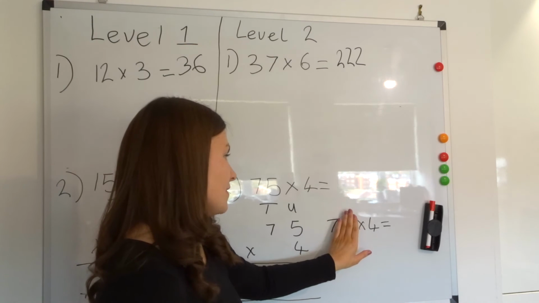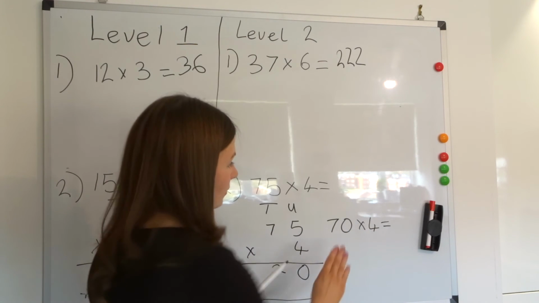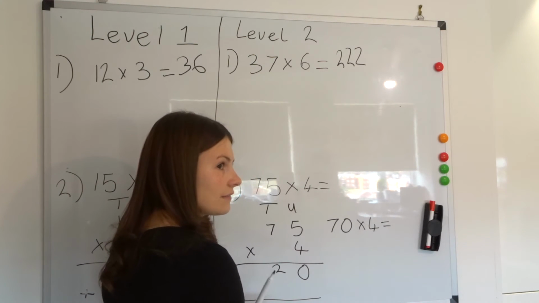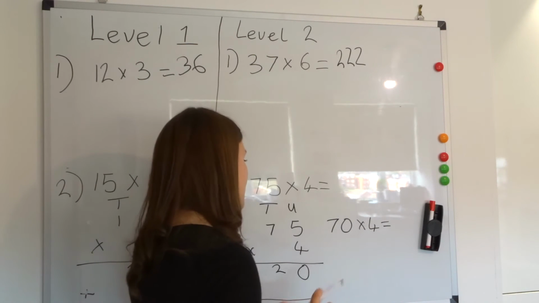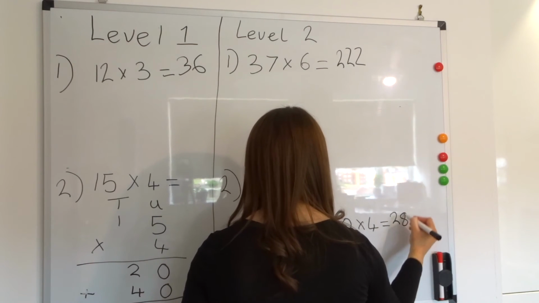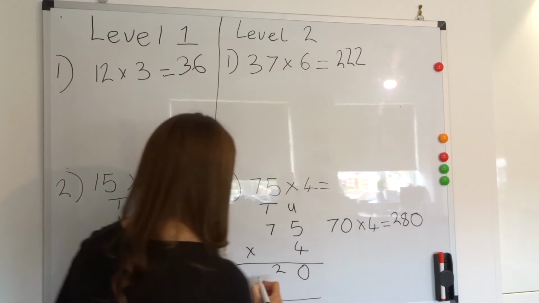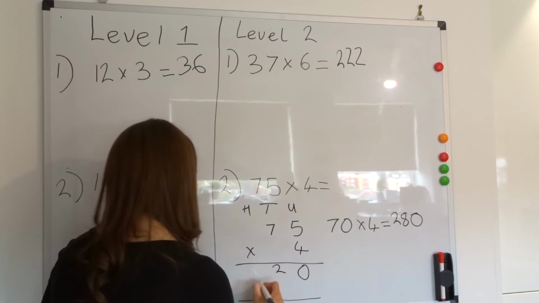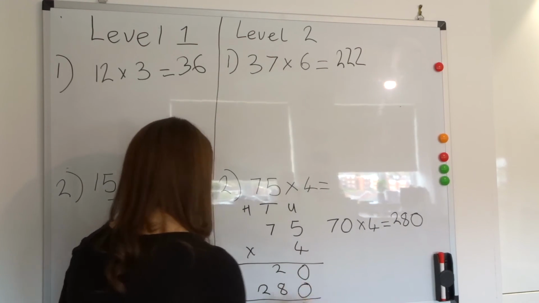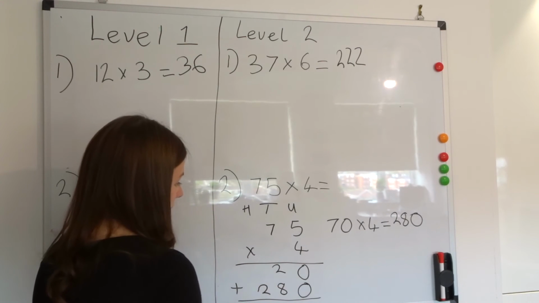So if we make 70 10 times smaller, and if we do 7 times 4, 7 times 4, what's 7 times 4? Good, 28. And then we need to make 28 10 times bigger, 280. Well done, add your hundreds column, 280. Good, now we need to add these two numbers together.